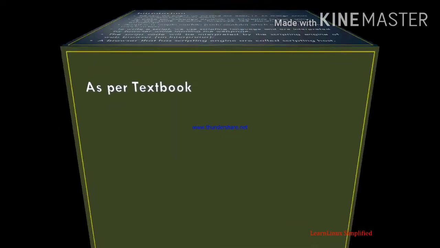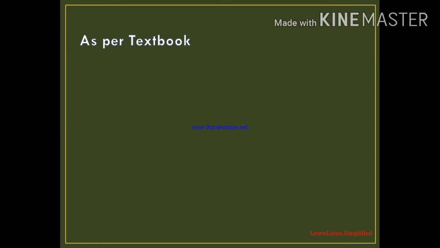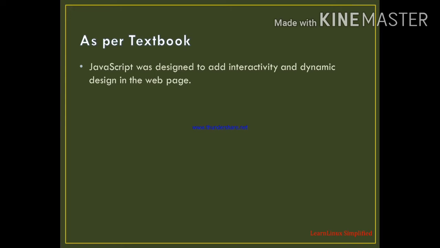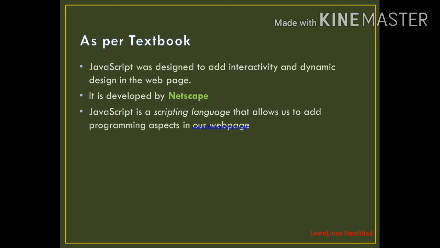Okay, now as per the JSEB textbook, certain points which are not covered in my presentation: JavaScript was designed to add interactivity and dynamic design to the web page. It was developed by Netscape. JavaScript is a scripting language that allows us to add programming aspects to our web page.